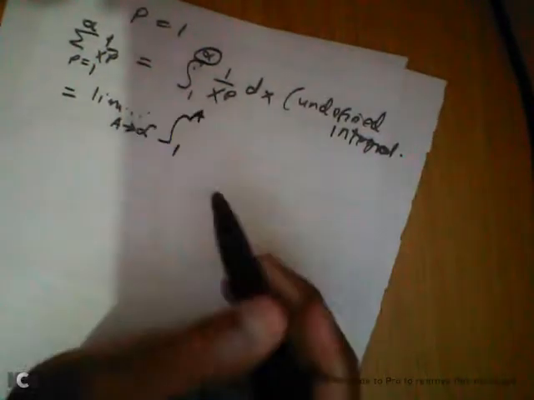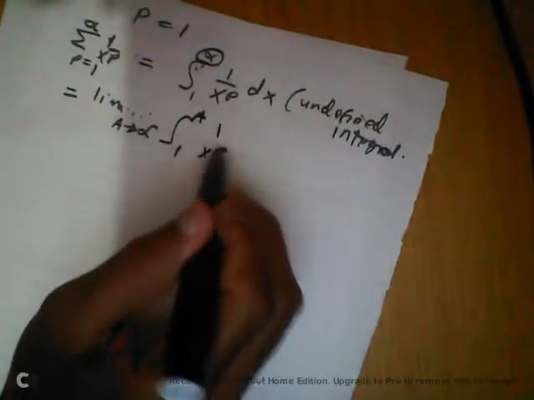So it's okay. I'm going to eliminate this and say a. So it's going to be an integral. I'm going to take the limit as a goes to infinity of the integral from 1 to a of 1 over x^p dx.